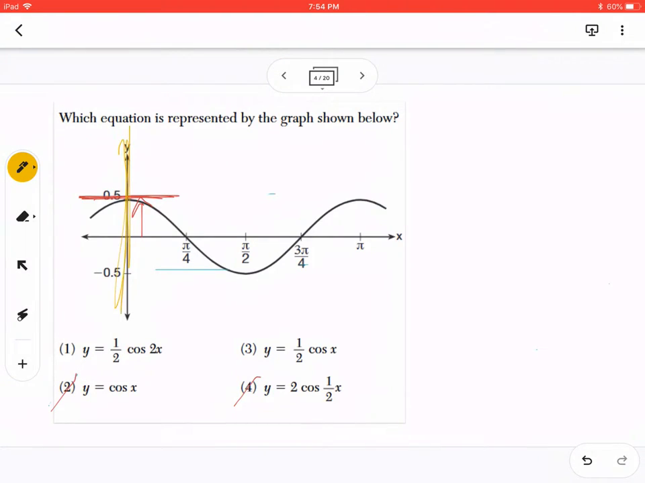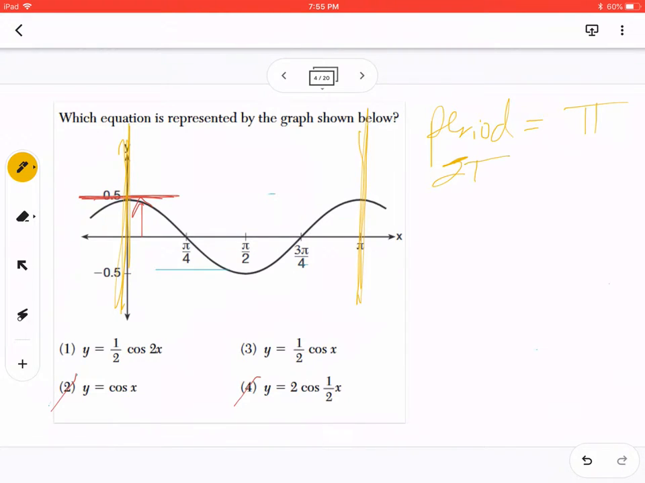If we start at this y-axis, it's a cosine curve, and it's going to complete itself by the time it gets to pi radians, it completes one full cycle. The time that it takes for one full cycle to complete is known as the period. So the period is pi radians.